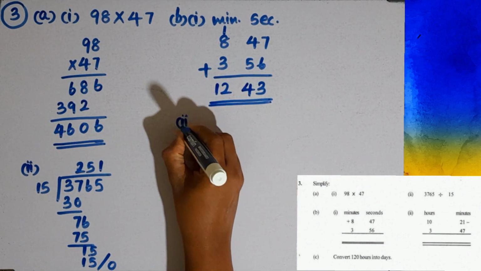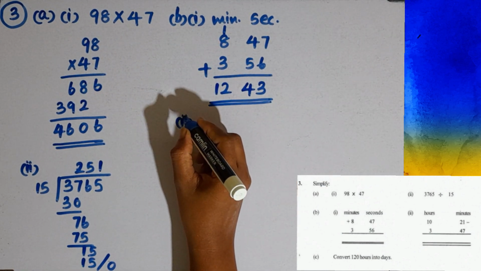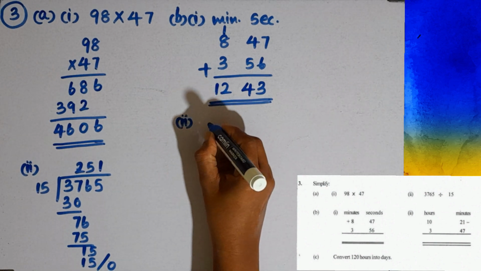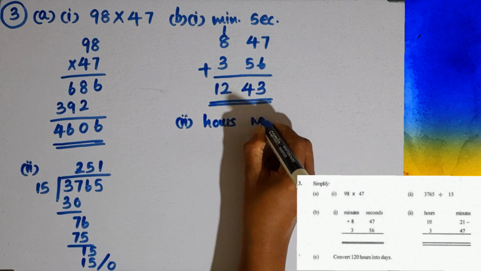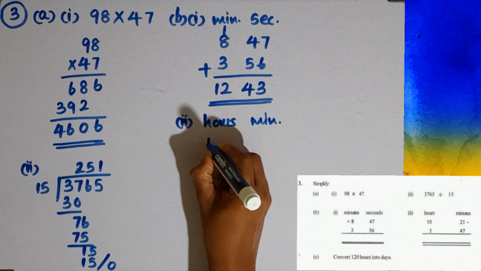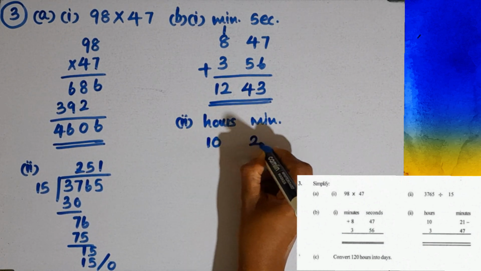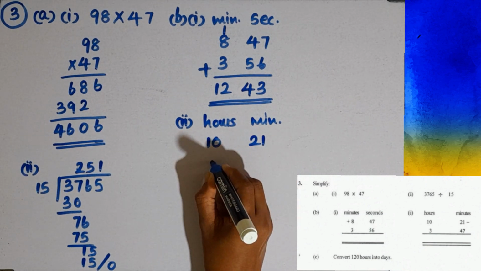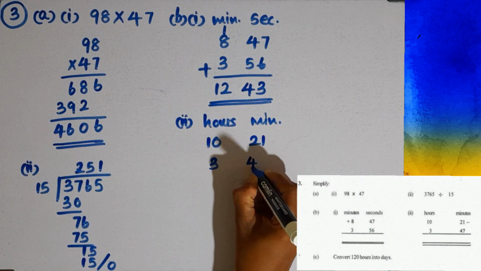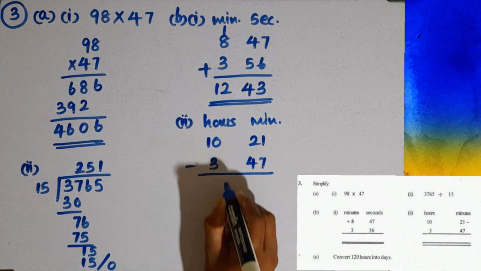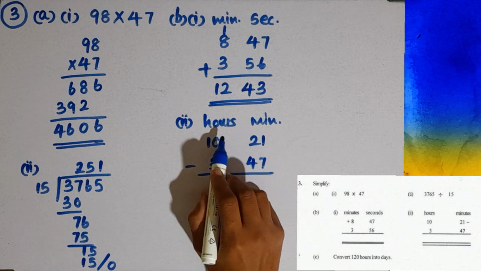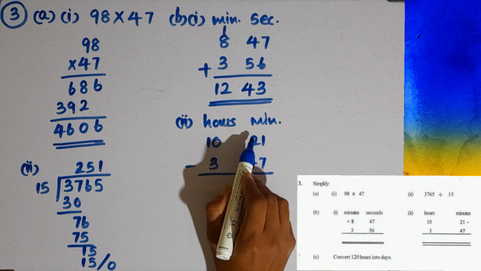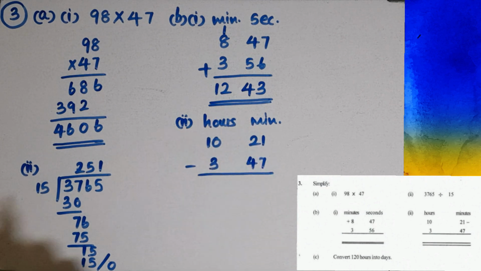Then second question, hours and minutes. 10 hours, 21 minutes, subtract 3 hours, 47 minutes. We can't subtract 47 from 21. We have to take 1 hour to the minute side. So it becomes 1 hour equal to 60 minutes.